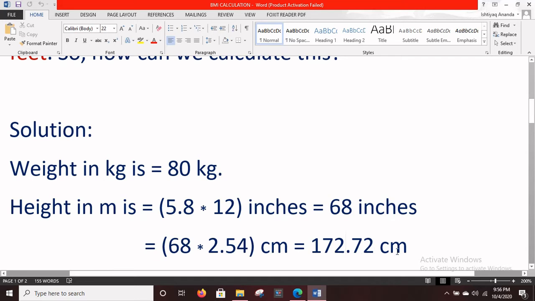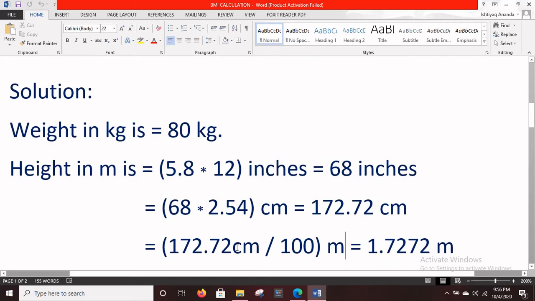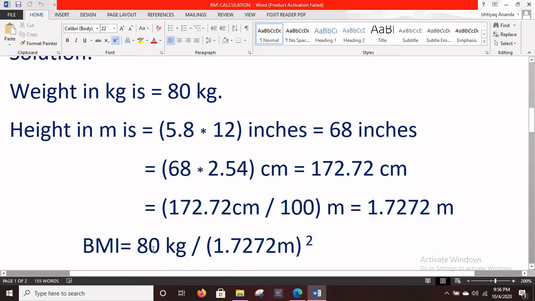172.72 centimeter. Now we know that 1 meter is equal to 100 centimeter, right? So to convert centimeter into meter, we have to divide 172.72 by 100. Then we'll get 1.7272 meter. Now we have got the weight in kg and height in meter. Now let's solve it by putting those numbers into the formula.